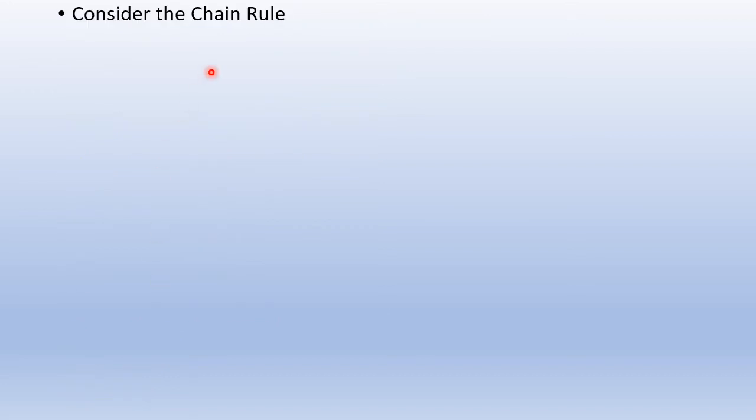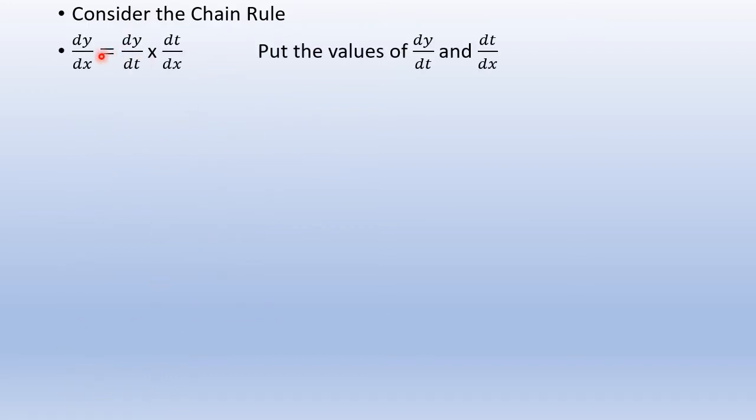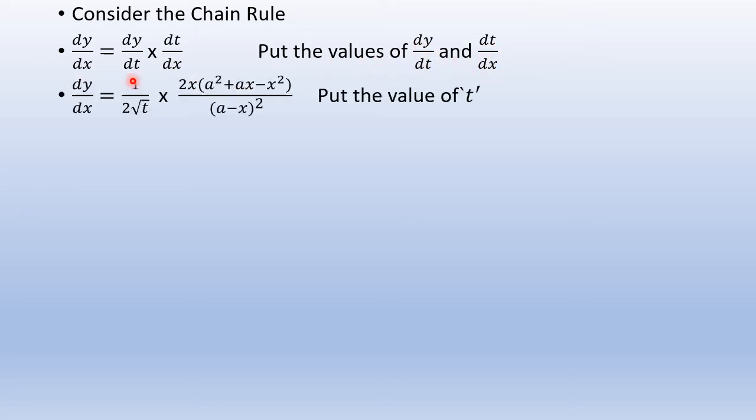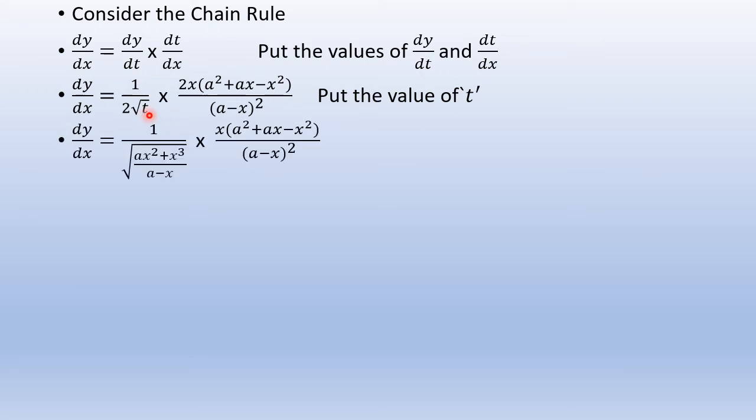Now we are going to apply the chain rule. Write the chain rule. This is the chain rule: dy by dx equals dy by dt into dt by dx. Put the values of dy by dt and dt by dx here. So you get dy by dt was 1 by 2 square root of t, into dt by dx was 2x (a square plus ax minus x square) divided by (a minus x) whole square. We put the value of t here. And we also simplified this 2; this 2 can be cancelled. So we cancelled it and we put the value of t. So here is the value of t.